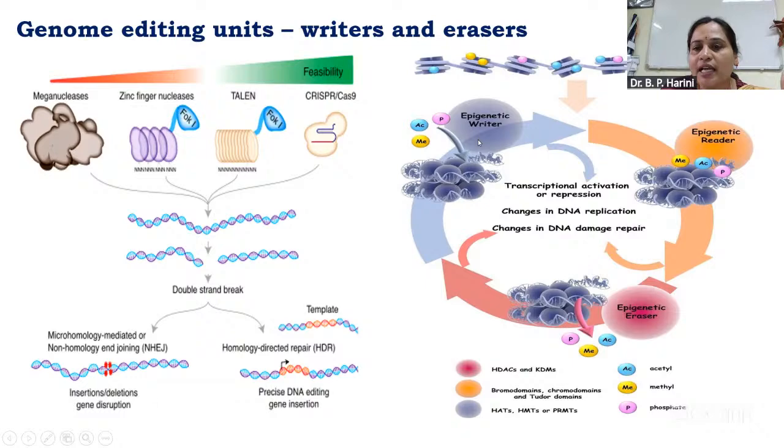Here we have the epigenetic writers. These epigenetic writers can also go through the epigenetic reader. Epigenetic writers are, in the sense, the methylases and acylases, which undergo the epigenetic erasers. In turn, these epigenetic erasers may lead to changes in DNA damage repair, changes in DNA replication, or changes during transcriptional activation or repression. So all these molecules are very important for genome editing, like HDACs, bromodomains, acetylases, methylases, acylases, phosphatases, and so on.